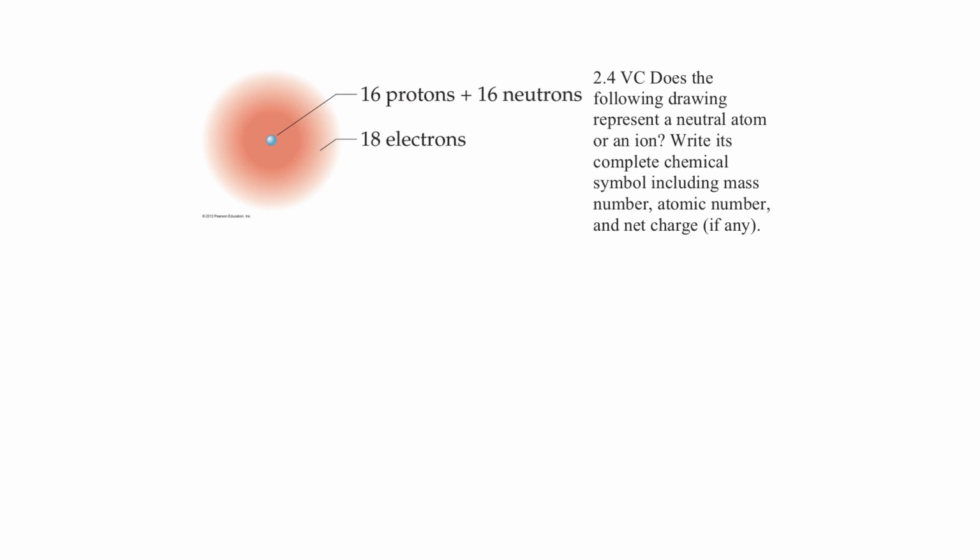We're in Chapter 2, into the chapter questions, and this is question number 4. Does the following drawing represent a neutral atom or an ion? Write its complete chemical symbol, including mass number, atomic number, and net charge. Okay, so we have to know something about the periodic table to know how to solve this.